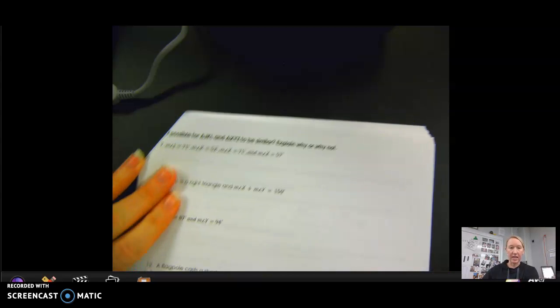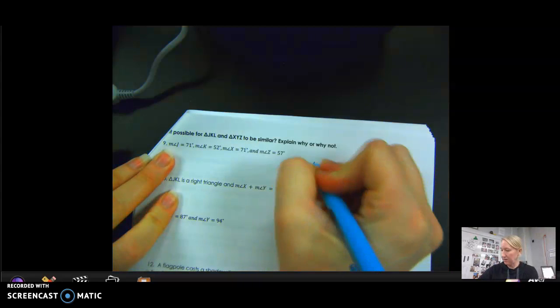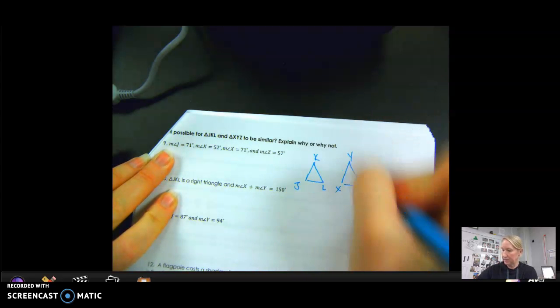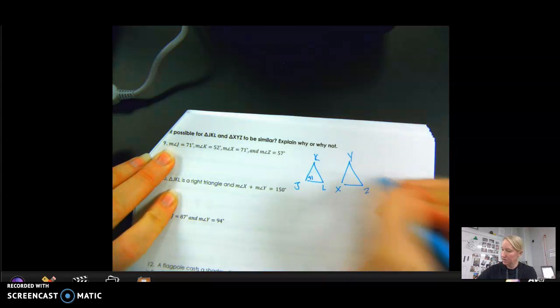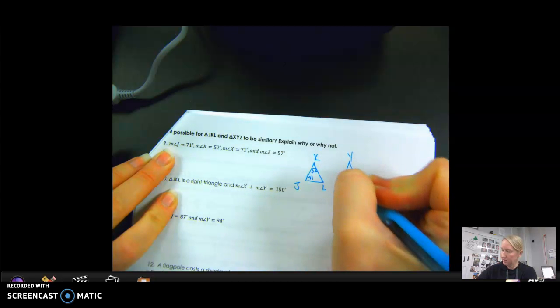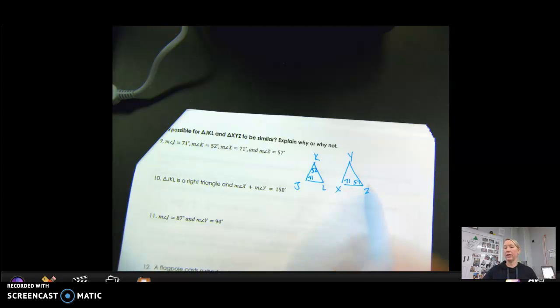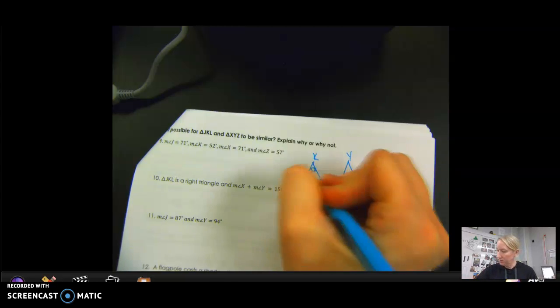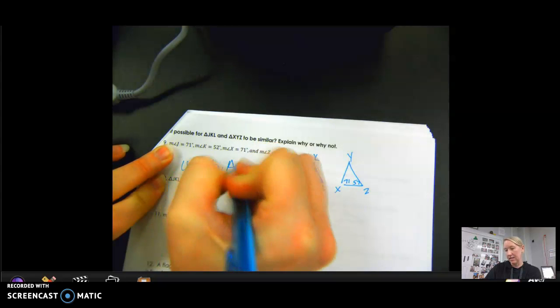Is it possible for JKL and XYZ to be similar? So we have this triangle, J to K to L, X to Y to Z. J is 71, K is 52, X is 71, Z is 57. So really I need to see how many degrees L is to see if they match up and have the two angles. So I'm going to do the 180 for a triangle, minus the 71 here, minus the 52. And I'm left with 57. So then they do have two angles that are congruent, which would make this third angle congruent also. So this would be yes, by angle-angle.